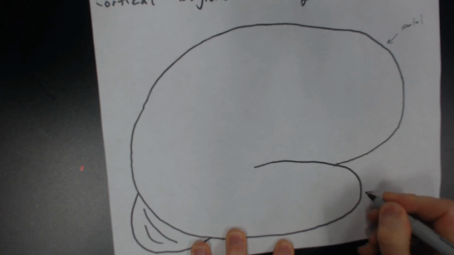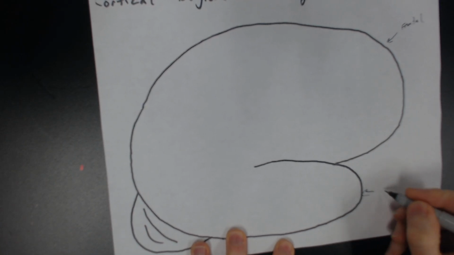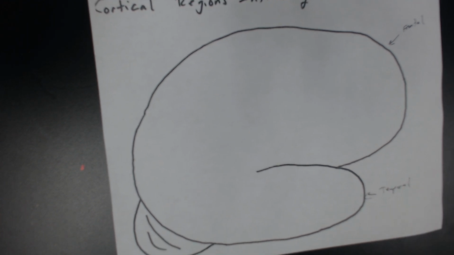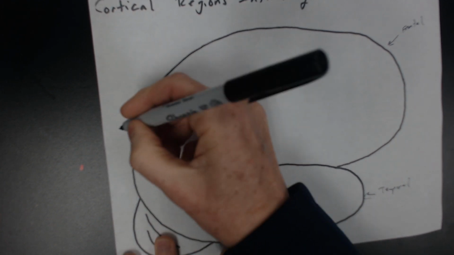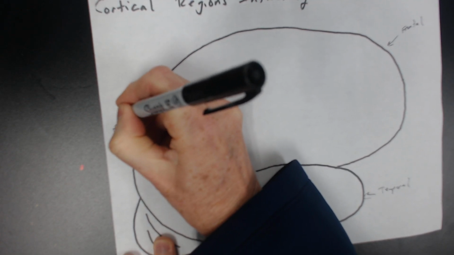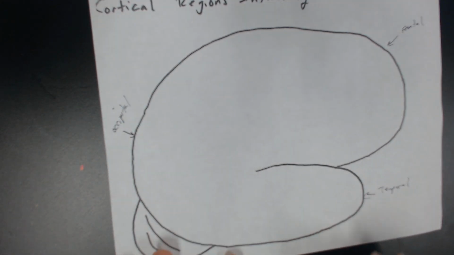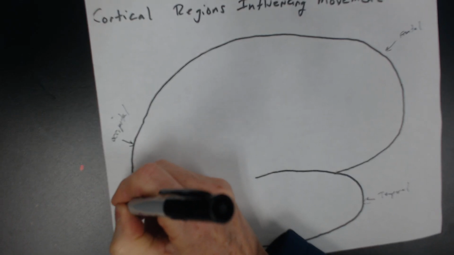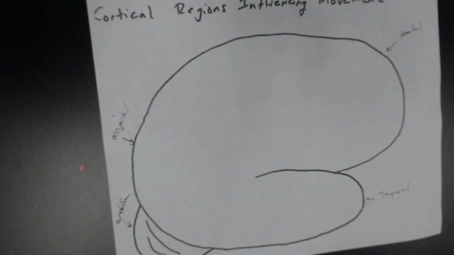The thumb of the boxing glove is temporal. Temporal. Okay. Way back here, it's going to be your occipital lobe. Okay. Here's your cerebellum. Dusting off the cobwebs.